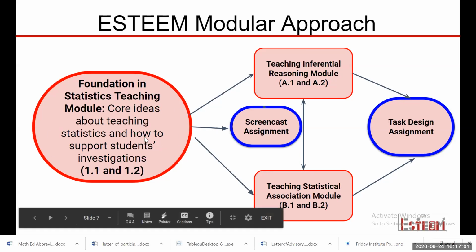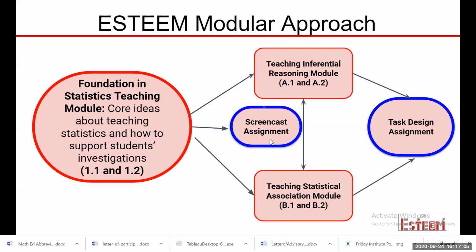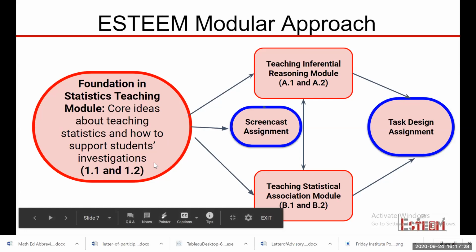So we also have 2 major assignments that we created. And the screencast assignment is basically a pre-service teacher doing a data investigation in CODAP, and they're screencasting while they do it. And that gives you a real glimpse at what they're actually able to do and how they're able to talk about statistics while they're looking at data. We feel that students could be ready to do that after they do the foundation module.